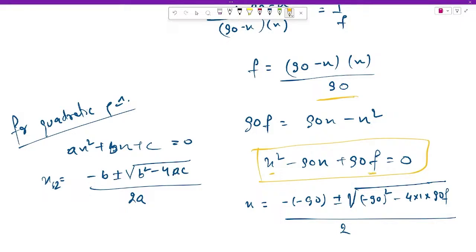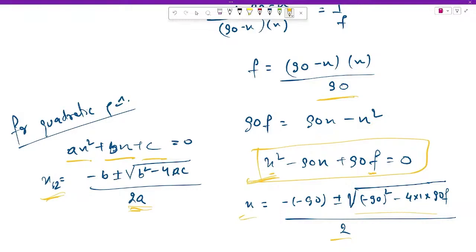Now in this equation there are two variables, x and f. So let us first take a look at the quadratic equation solutions. For a quadratic equation ax square plus bx plus c, the solutions are given by minus b plus minus root under b square minus 4ac, by 2a. Using these coefficients, we can write x equals minus of minus 90 plus minus root under (90 whole square minus 4 times 1 times 90f), by 2. One solution will contain plus of this determinant, and another solution will contain minus of this determinant.